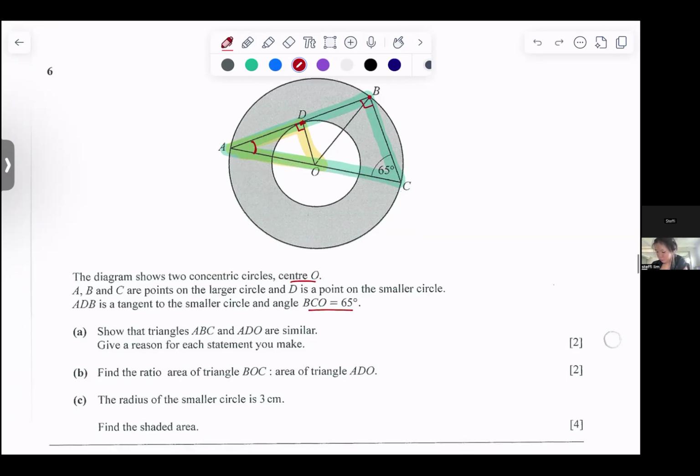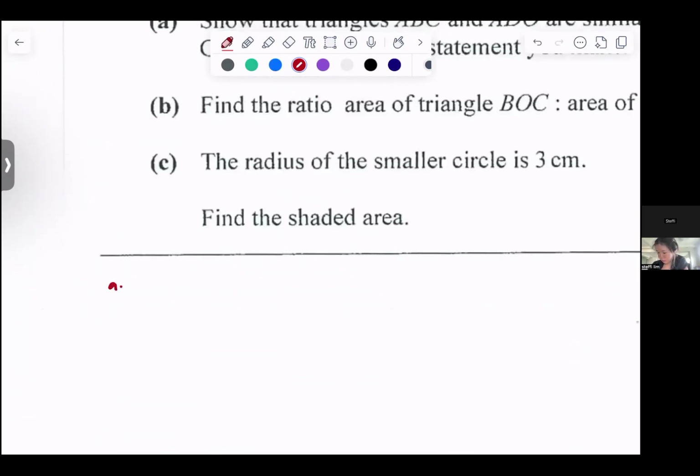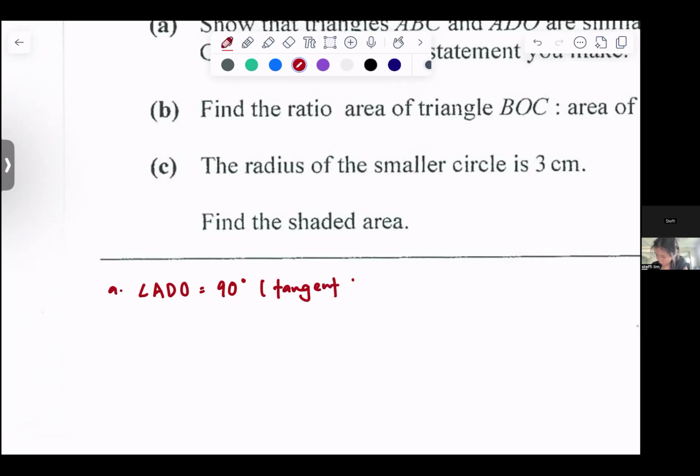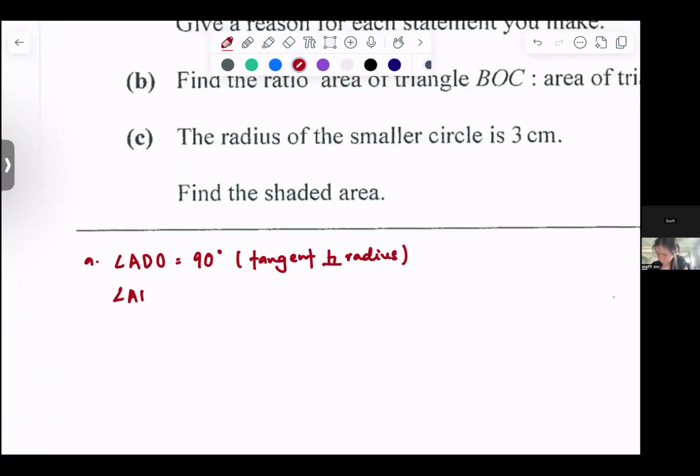So for part A, you can just say that angle ADO equals 90 degrees. Why? Tangent is perpendicular to radius. Angle ABC equals 90 degrees. Why? Angle in a semicircle.